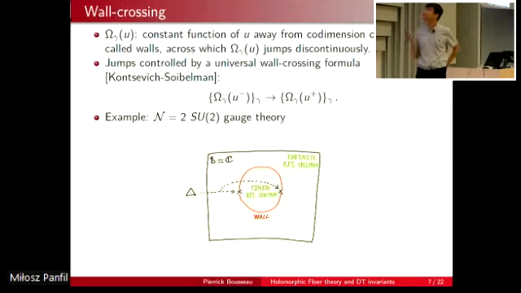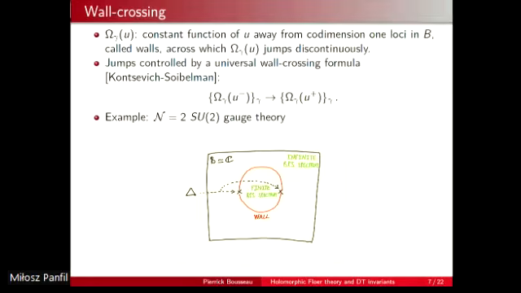Okay, so now I will say a few words about DT invariants or BPS states. From now on, I will use the two words more or less interchangeably. So the most important object is the number Omega gamma of u. By definition, they are functions of u, the stability parameter from a geometric point of view, the point of the Coulomb branch from a physics point of view.